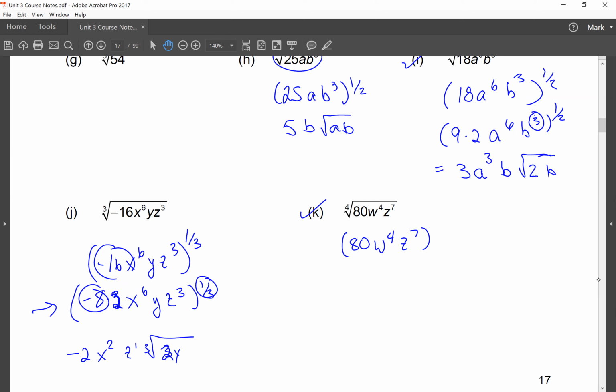So I need to think of a number that to the power of 4 would go into 80, and 16 might be an option. Let's see. Yep. So this one's a hard one, by the way, but 80 is 16 times 5. That would be W to the 4 Z to the 7.